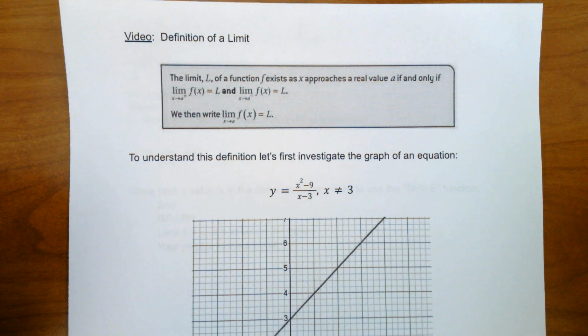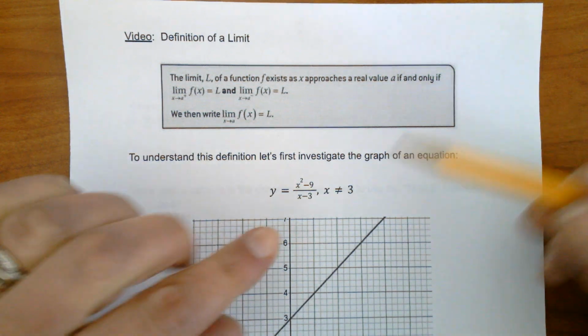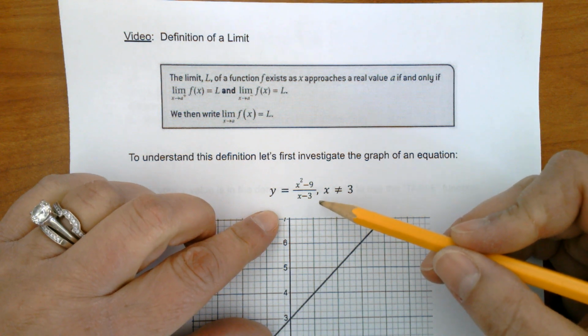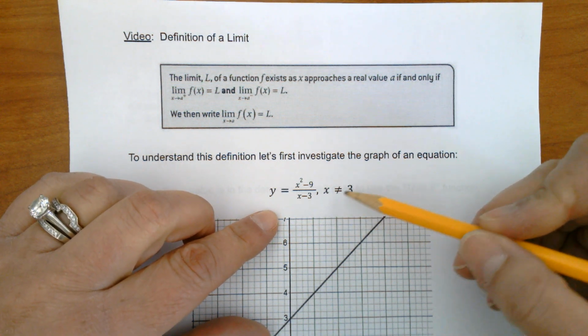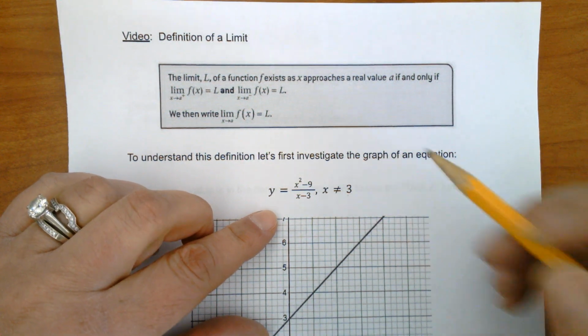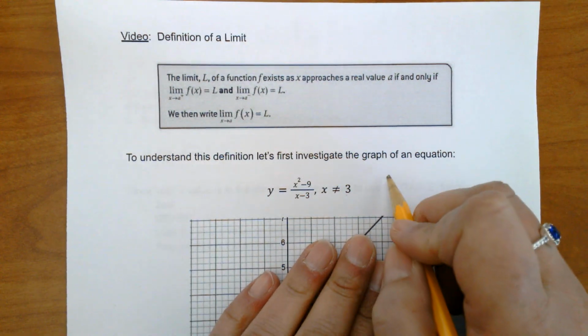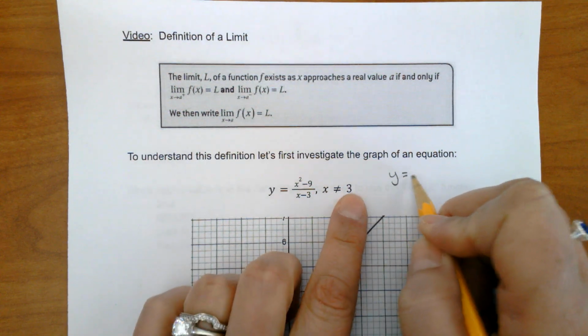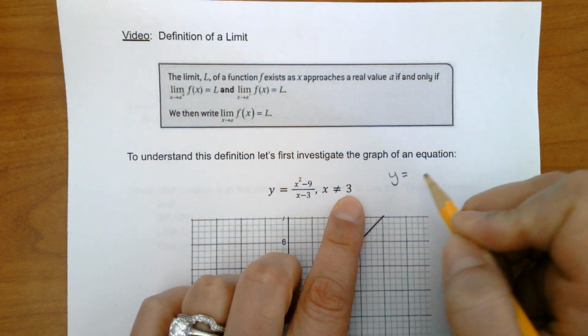To understand this definition, let's first investigate the graph of an equation. We have y equals (x squared minus 9) divided by (x minus 3), where x cannot equal 3. Why can't x equal 3 though? So let's just look at this point. If we actually substitute, I know x can't be 3, but let's see what happens.